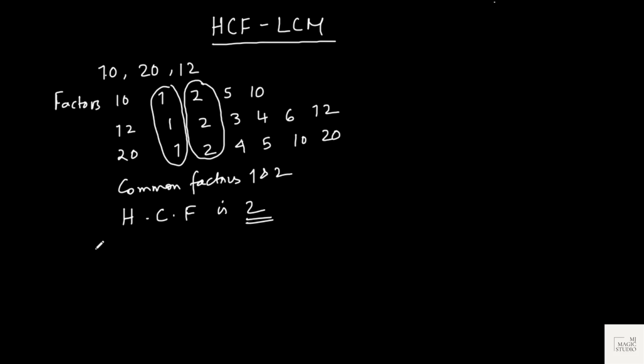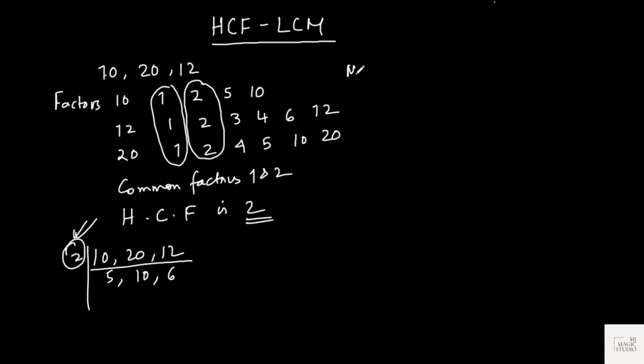As simple as that. In childhood we were taught the process: 10, 20, 12. Identify the common factor of these three, that is 2. Then you will get 5, 10 and 6. Now there is nothing common in 5, 10 and 6. That means HCF is 2. That is how we actually calculate HCF.